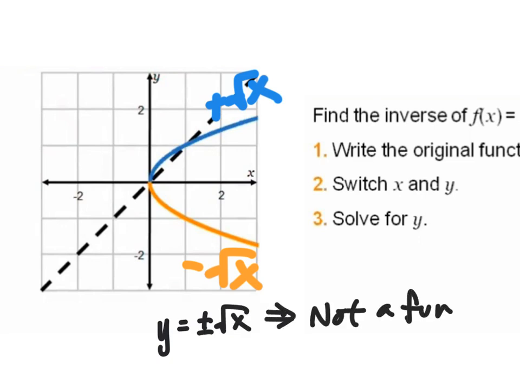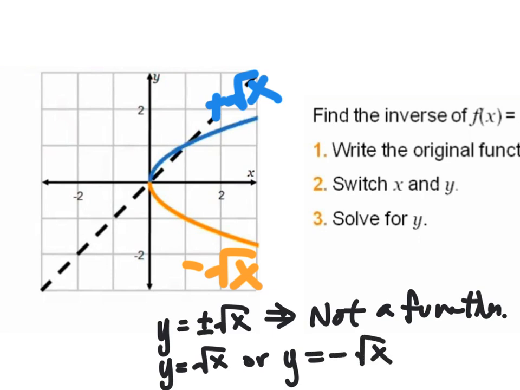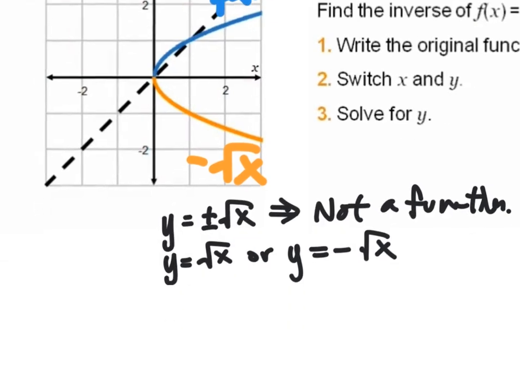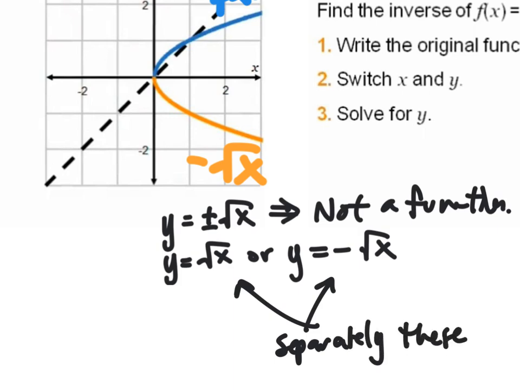However, if you think of y equals the square root of x or y equals negative square root of x separately, then these separately are functions. Okay, and that's it. All right, let's look at the next page.